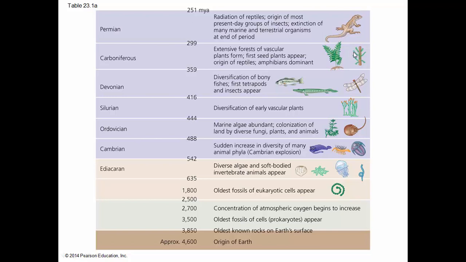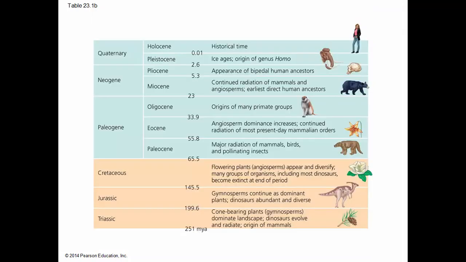Carboniferous is a time of vascular plants, the first seed plants. This is during the non-vascular ferns, tree ferns, that existed. This is the time when these plants caused the deposition of coal. So the Carboniferous is very important to us today because it was the origin of the coal swamps. The Permian period is the radiation of reptiles and most present-day groups of insects. Okay, the Mesozoic period is the era of the dinosaurs, the Triassic, Jurassic, and Cretaceous.